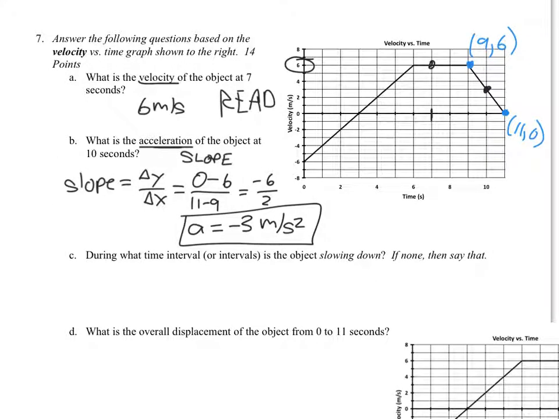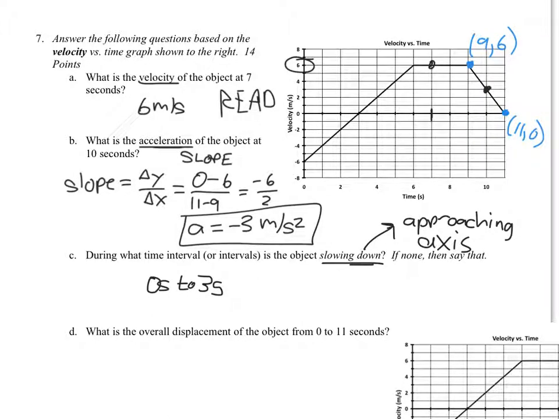Next one, we want to know during what time interval or intervals is the object slowing down. The key on a velocity versus time graph is slowing down means that we are approaching the axis here. So anytime we're approaching the axis, that's going to be slowing down. So we have 2 points in time when that's true. The first is from this point here, and you can see our velocity goes from negative 6 all the way to 0 over the period of time there from 0 seconds to 3 seconds.